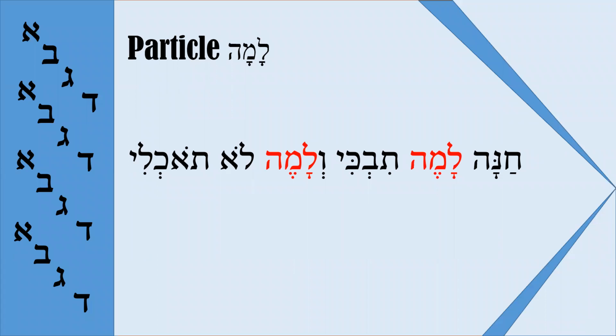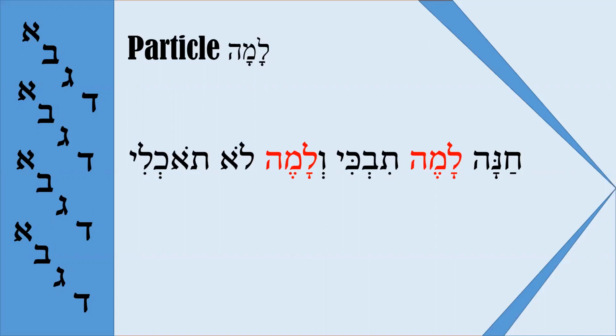Okay, so I need to give you several explanations. Hannah is the proper name. She is the wife of Elkanah, the mother of Samuel. Someone thought it was "behold," but no, it's not Hine, it's Hannah. It's vocalized differently.